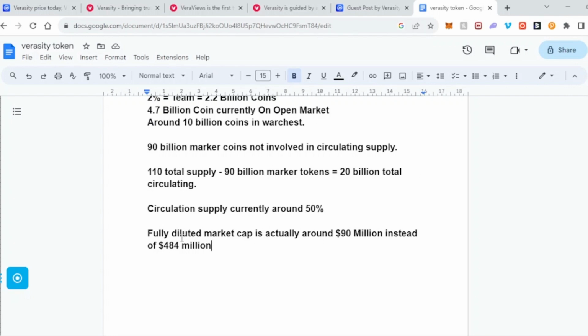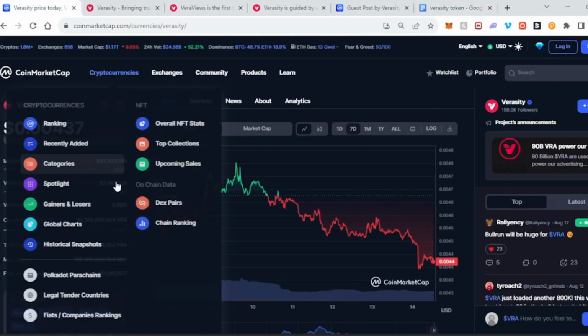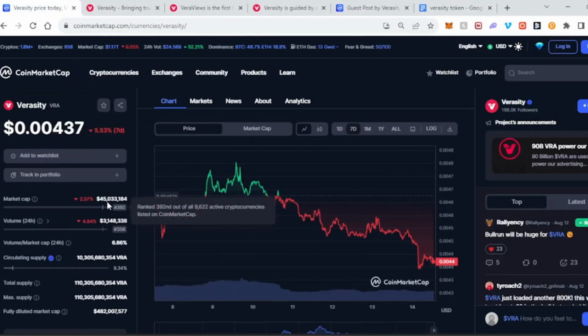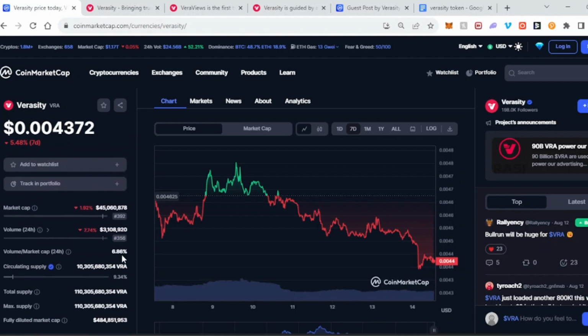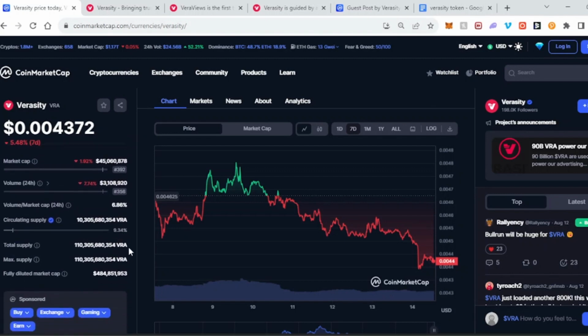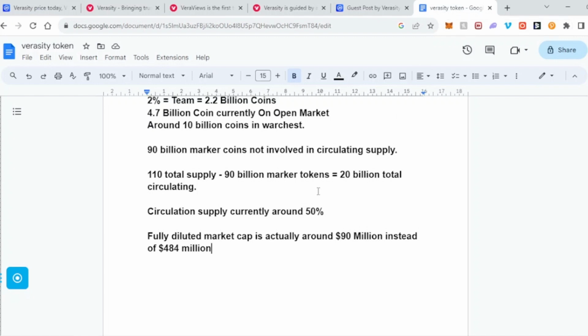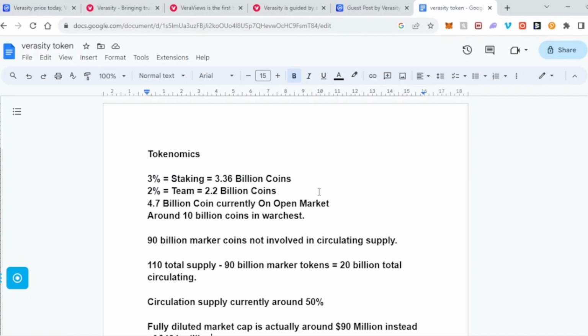So I'll just put here, fully diluted market cap is around $90 million instead of $484 million. Of course, you can do a simple calculation of just multiplying the market cap at the moment by 2, because the current circulating supply is actually around 50%. Whereas on CoinMarketCap it says the current circulating supply is only 9%, and so it's saying that the fully diluted market cap of Verasity is over $484 million, which is incorrect.